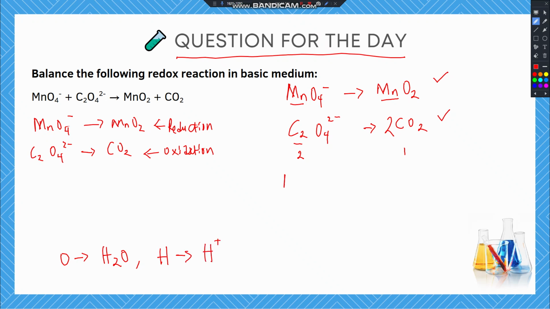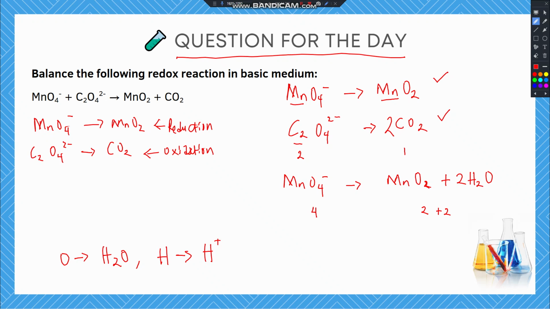So for the first half, we have MnO₄⁻ yielding MnO₂. So now my question is, is oxygen balanced? No. On the left hand side, we have 4 atoms of oxygen. On the right hand side, we have 2 atoms of oxygen. So that tells us that we need an extra 2 to balance it. So that means we need to add 2 molecules of water to balance oxygen. So we have done that for the first half.